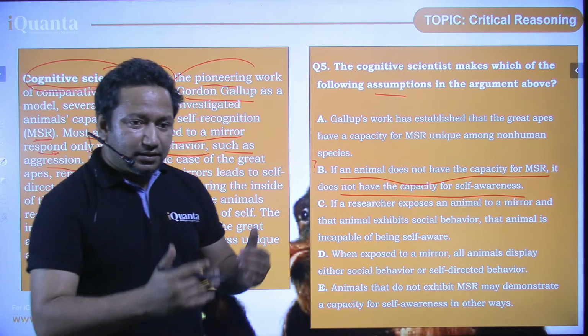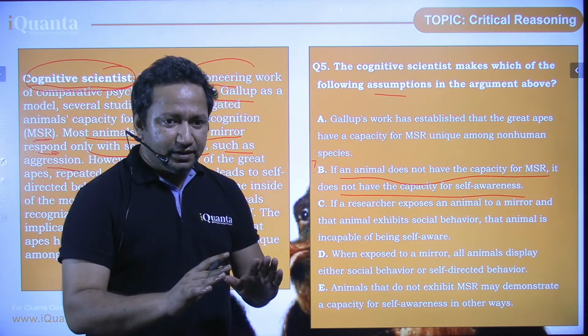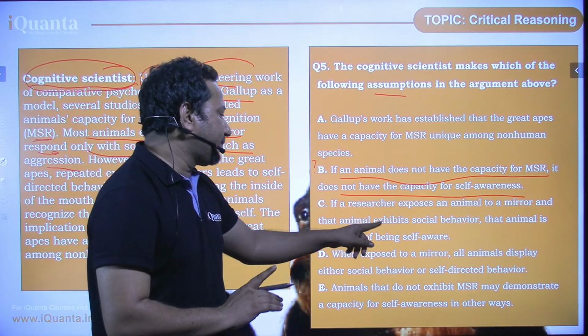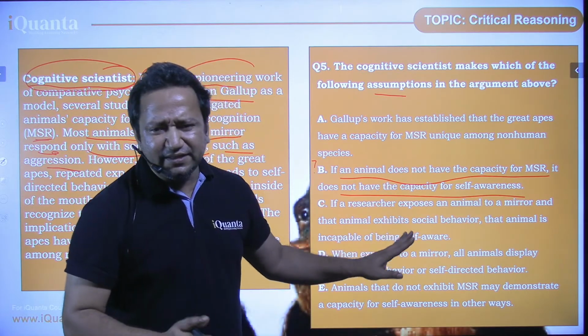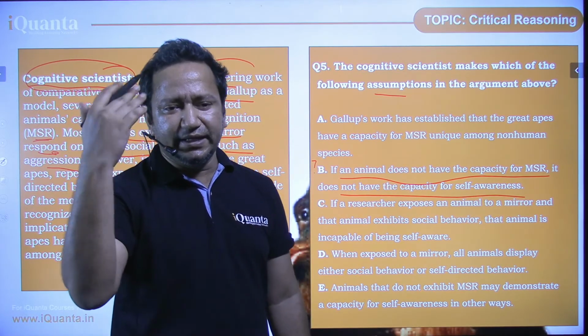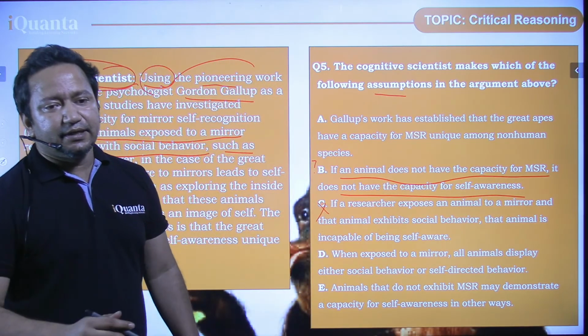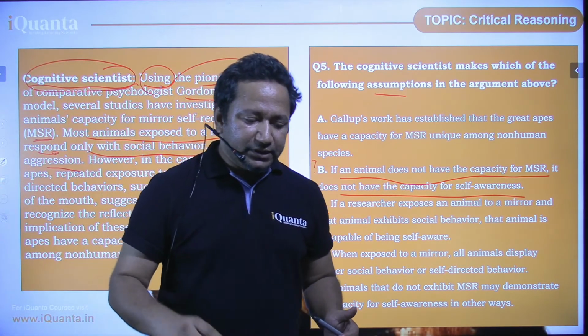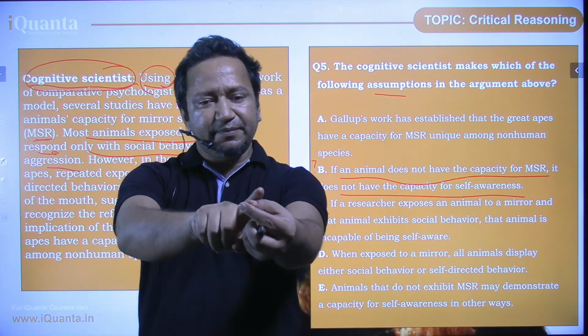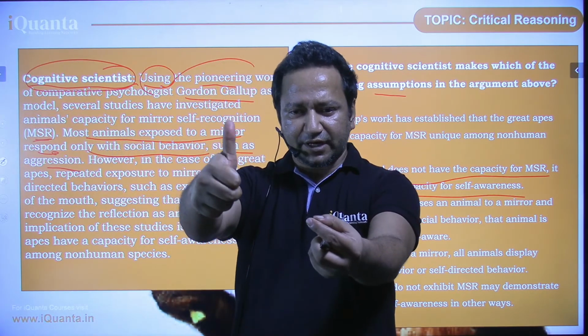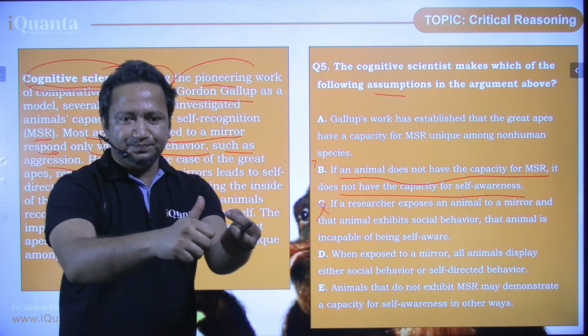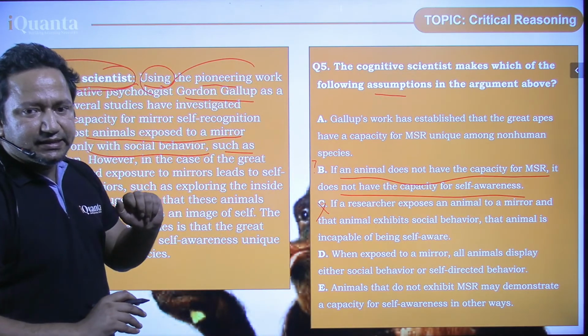An animal who has MSR is self-aware, but an animal who exhibits social behavior is not self-aware. That is not correct. That will be an unwarranted assumption. That means C is not correct, right? So if someone says this thing is true, that doesn't mean other things are false. Got it? That is why C is incorrect.